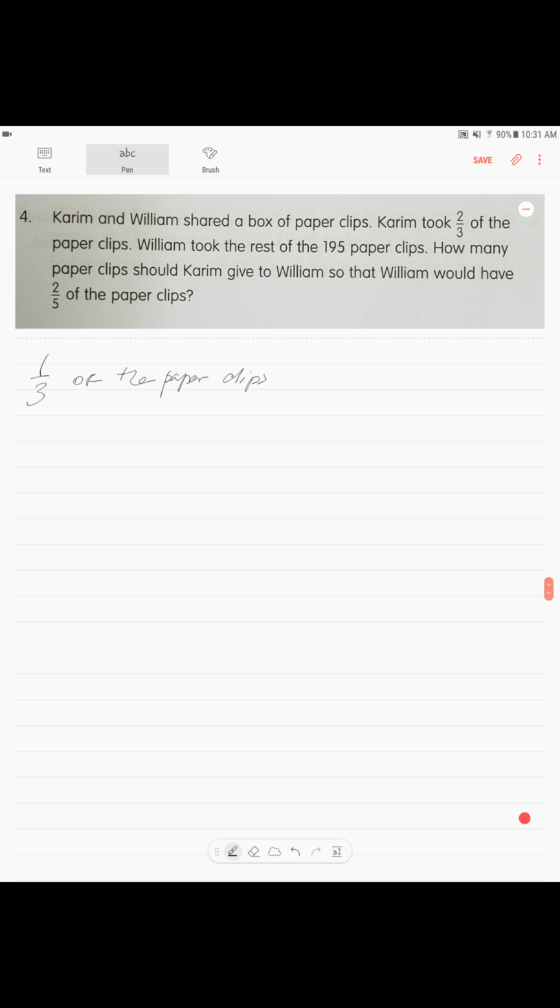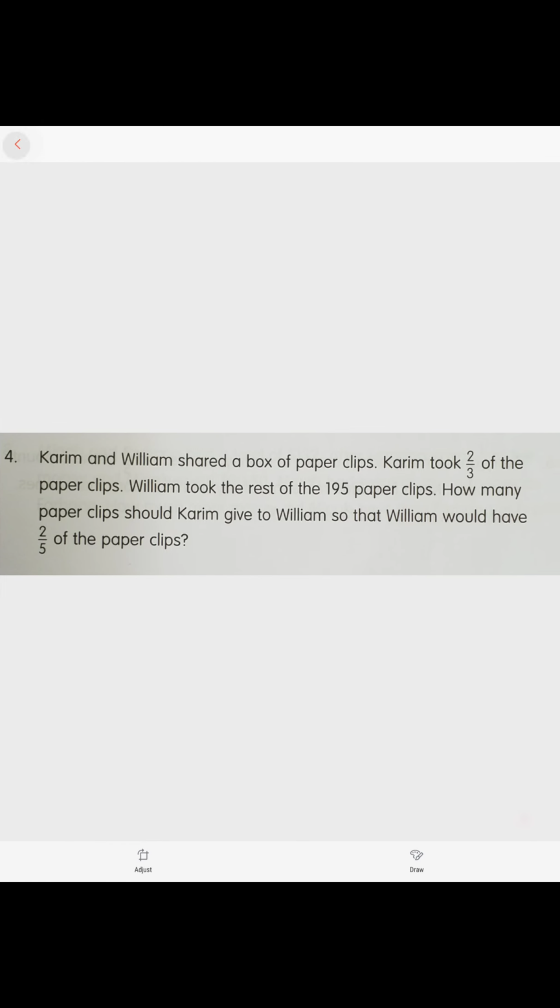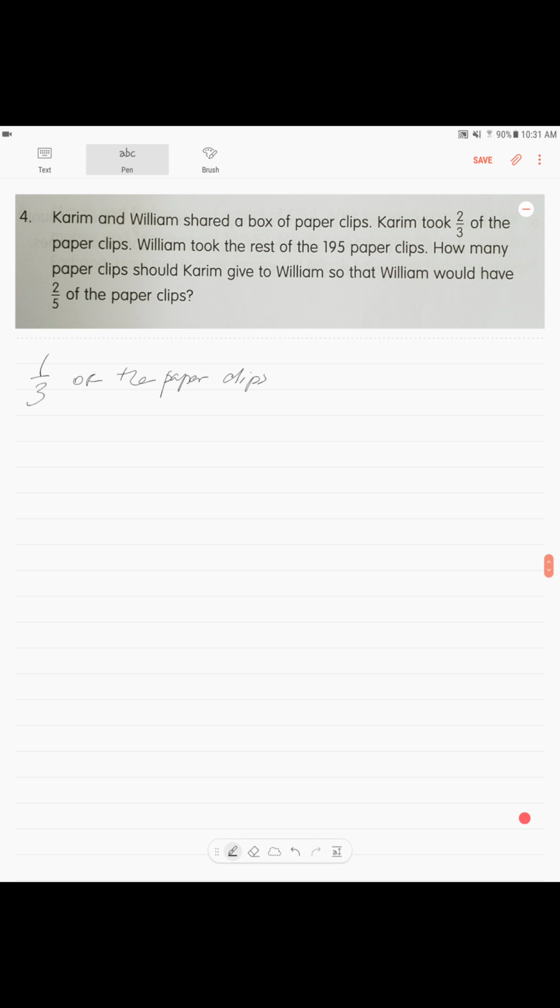All paper clips, right? If we draw it, oh boy. So if we divide it into 3 parts, this is 1/3, this is 2/3, right? This went to Karim, and this went to William. Okay? I think it's very easy. So William took 195. I'm gonna erase this. I'm gonna continue. So this 1/3 of all the paper clips is 195, right? So we can know the total.